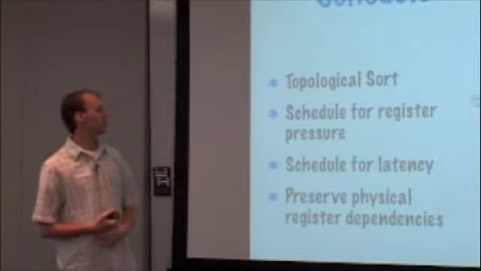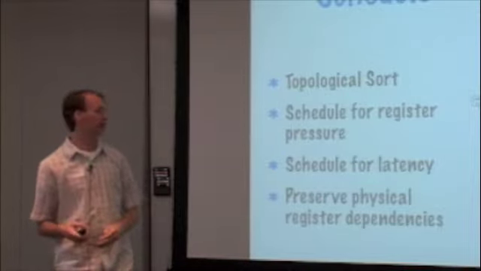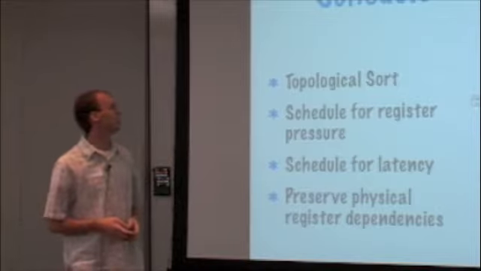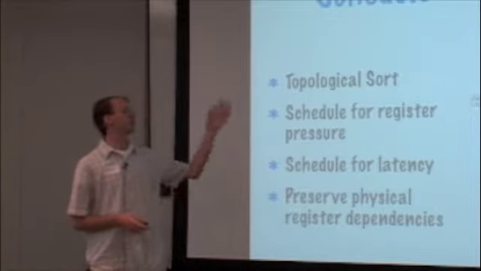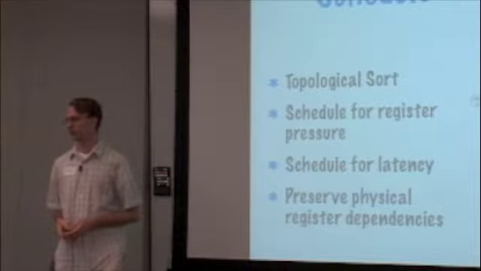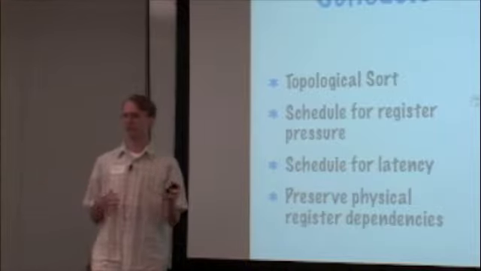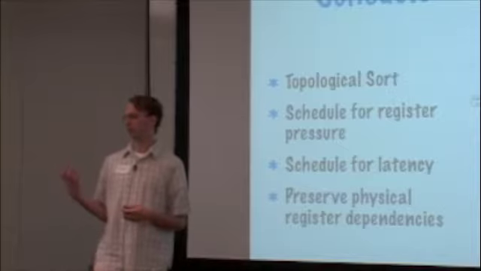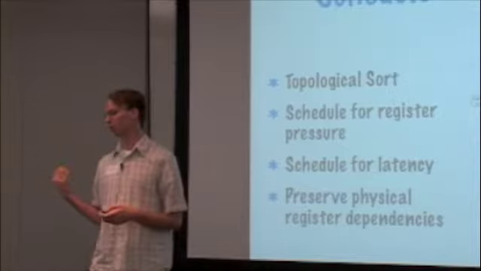So the scheduler's job is to do a topological sort in this graph. And I've shown a sample schedule. At the top, you can see that the schedule is not unique. There are multiple ways to schedule this graph correctly. And the decisions that the scheduler makes can be done either to optimize for register pressure or to optimize for latency.